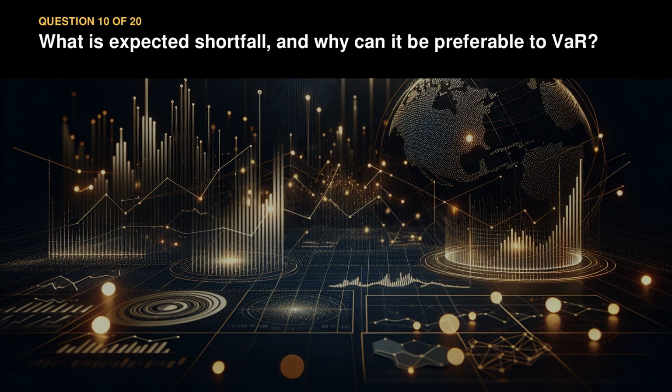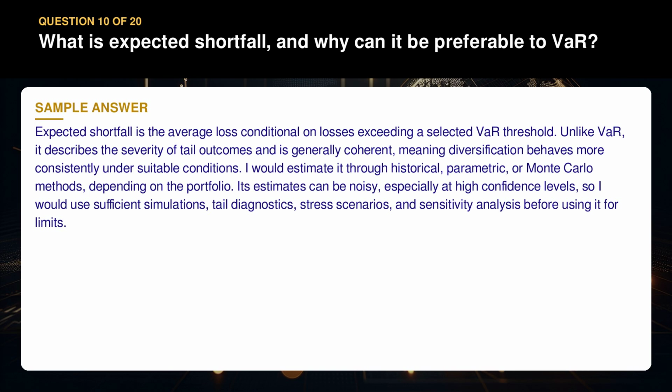Question 10. What is expected shortfall, and why can it be preferable to VAR? Expected shortfall is the average loss conditional on losses exceeding a selected VAR threshold. Unlike VAR, it describes the severity of tail outcomes and is generally coherent, meaning diversification behaves more consistently under suitable conditions. I would estimate it through historical, parametric, or Monte Carlo methods, depending on the portfolio. Its estimates can be noisy, especially at high confidence levels, so I would use sufficient simulations, tail diagnostics, stress scenarios, and sensitivity analysis before using it for limits.